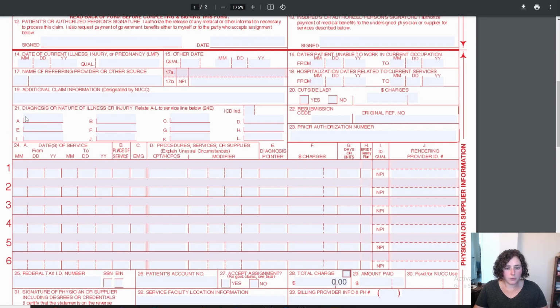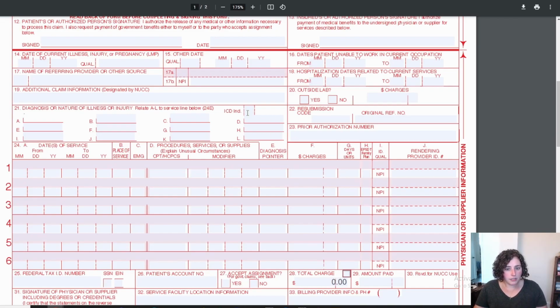Under section 21, this is also an important field. So this is where you would indicate the ICD-10 codes. You don't have to fill out all of these sections here, so A through L. If you only have one ICD-10 code, you would just put that in under the A section. The period is actually implied, but you can still include that. It usually generates on the EMR that I utilize.